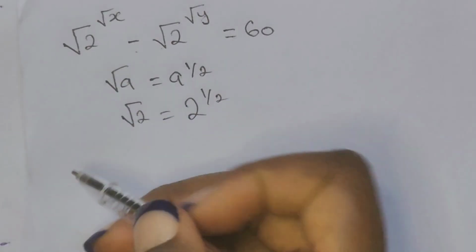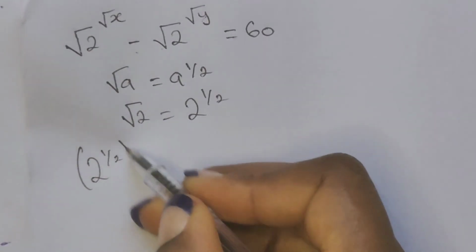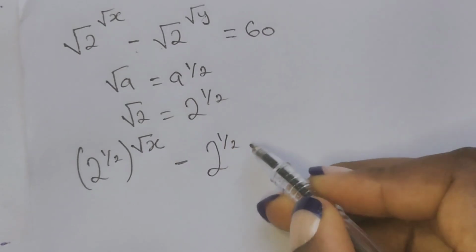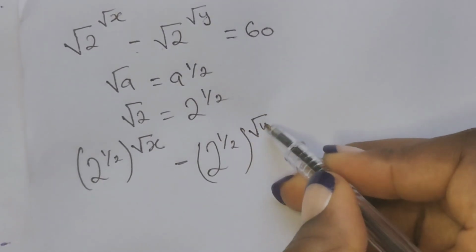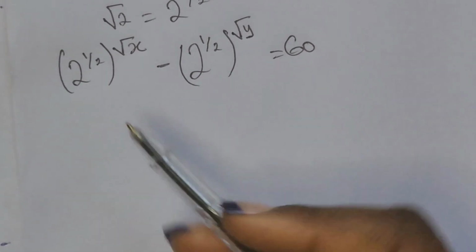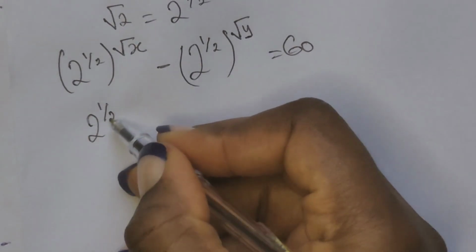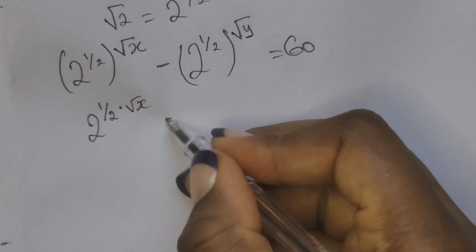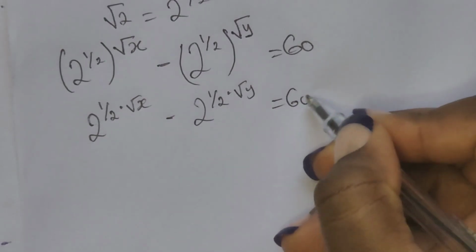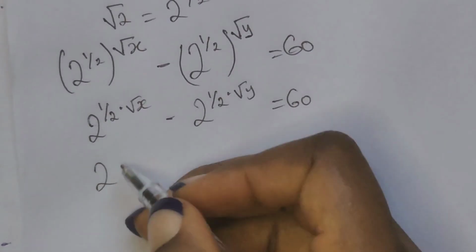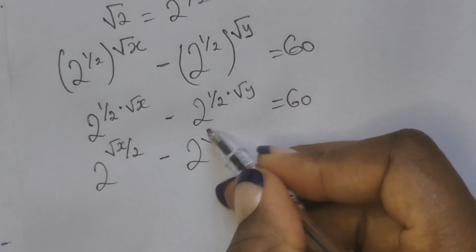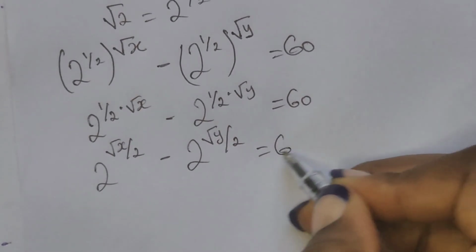So inputting this over here, we have 2 to the power of half further raised to the power of root of x minus 2 to the power of half further raised to the power of root of y all equal to 60. So from here we'll be multiplying the powers to have 2 to the power of 1 over 2 times root x minus 2 to the power of 1 over 2 times root y all equal to 60. So this will give us 2 to the power of root x over 2 minus 2 to the power of root y over 2 all equal to 60.